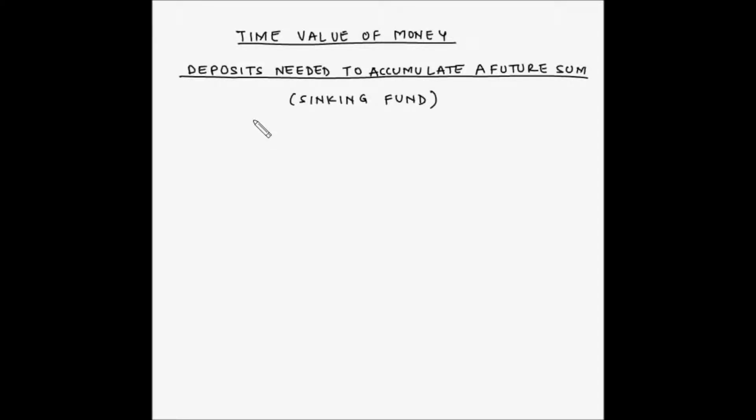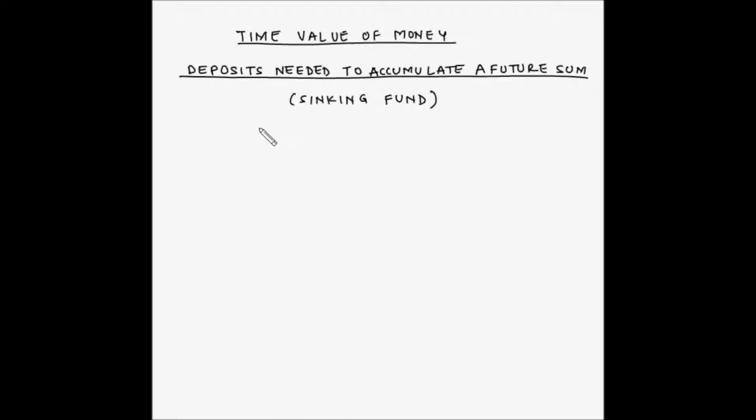Welcome to another example of time value of money. In this example, we'll try to find out how to calculate deposits needed to accumulate a future sum. This is typically known as sinking fund.